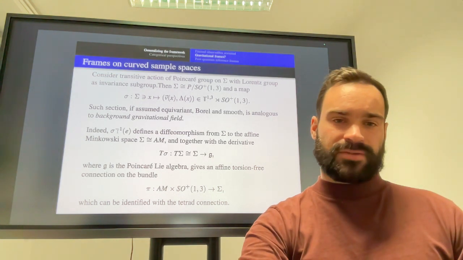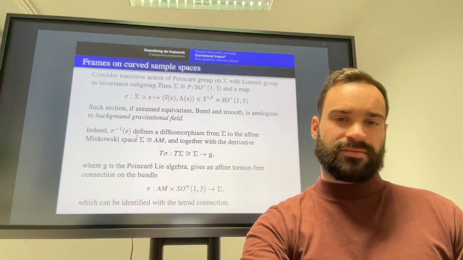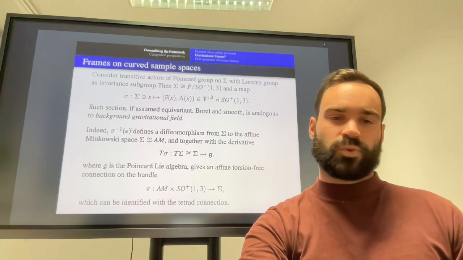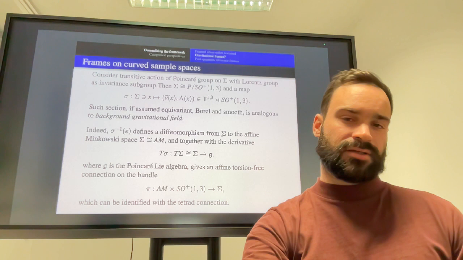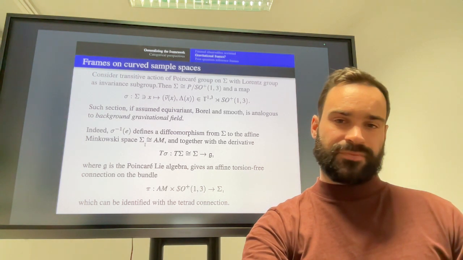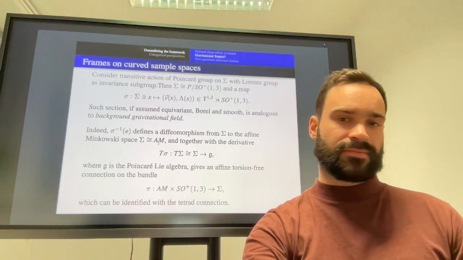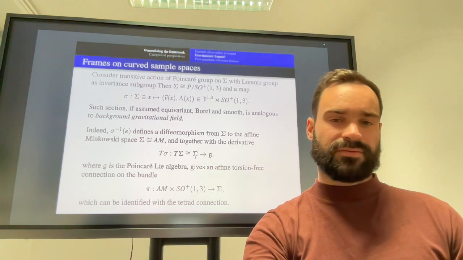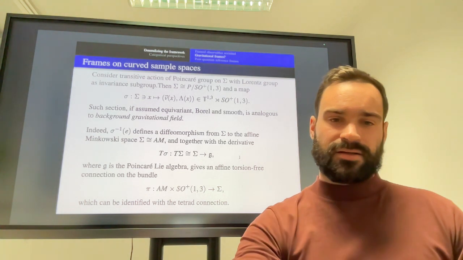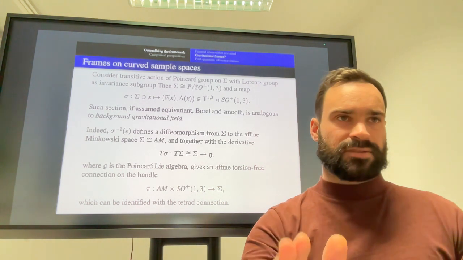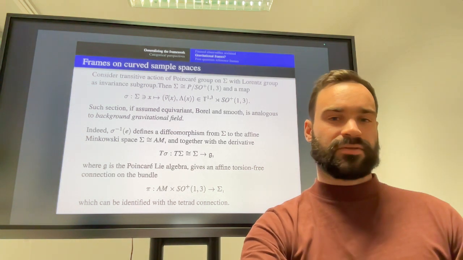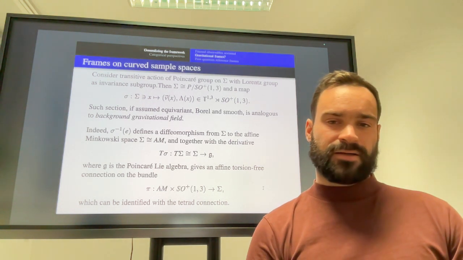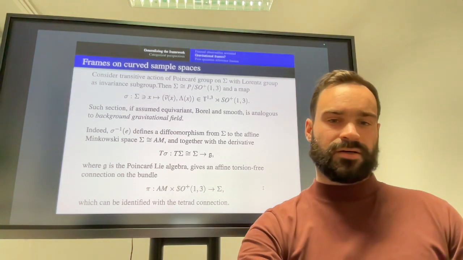If it's equivariant, then I can identify one point on sigma, which is the preimage of the identity element, such that sigma becomes diffeomorphic to the affine Minkowski space. And since it's smooth, I take the derivative. If you have a smooth map between manifolds, you can take the derivative, and it goes from the tangent space to the tangent space at each point. So this procedure defines an affine connection that is torsion-free on the following bundle.